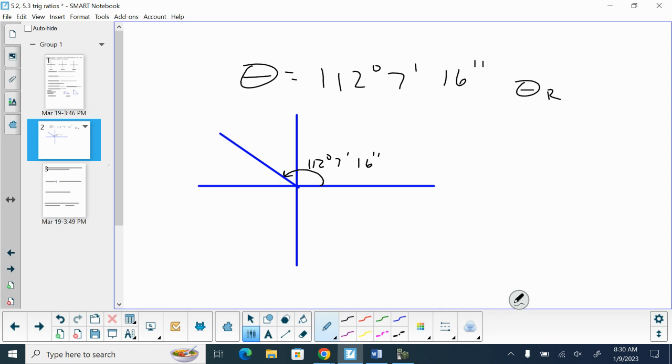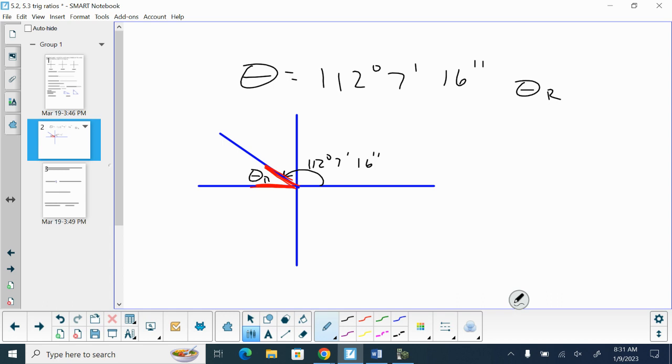Now the reference angle, by definition, once again, is the angle formed by the terminal side and the x-axis. So you have the terminal side and the x-axis, and this is your theta reference. So we have to calculate this amount. Well, what do we have to do to calculate that amount? Ethan, what do we have to do?